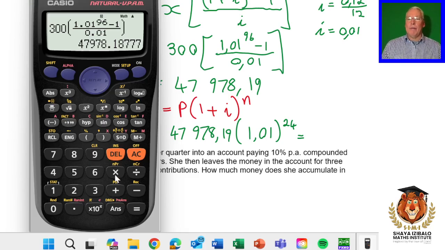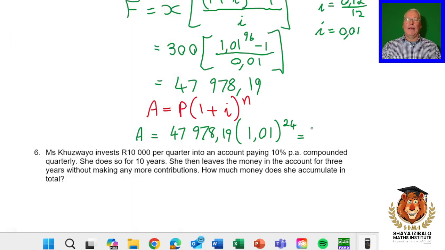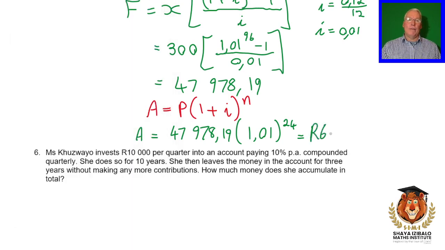So we're going to take that number multiplied by 1.01 to the power of 24. Okay, and we get 60 919.57. Notice how I've left a little space after the 60 as a thousand separator. It just makes the number easier to read.